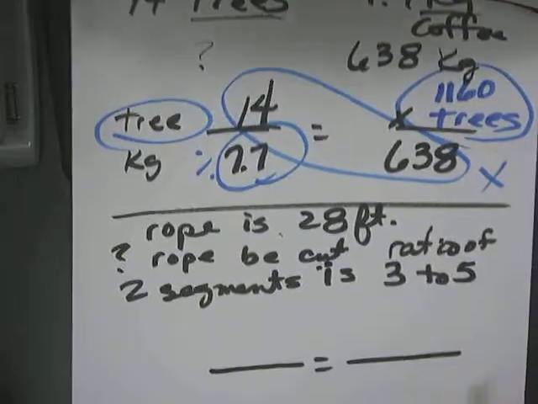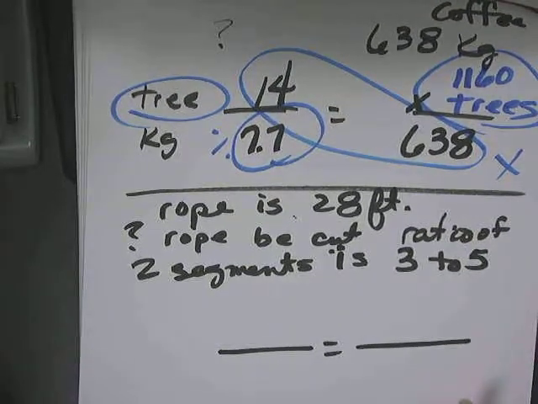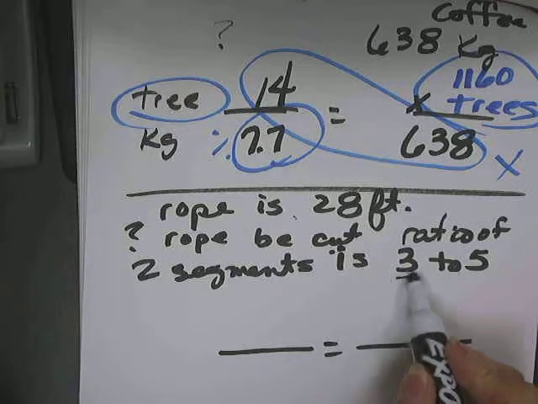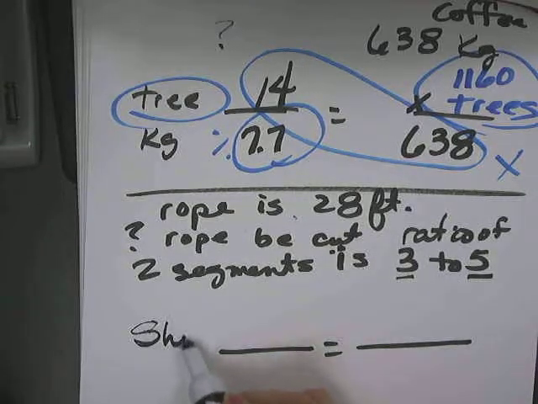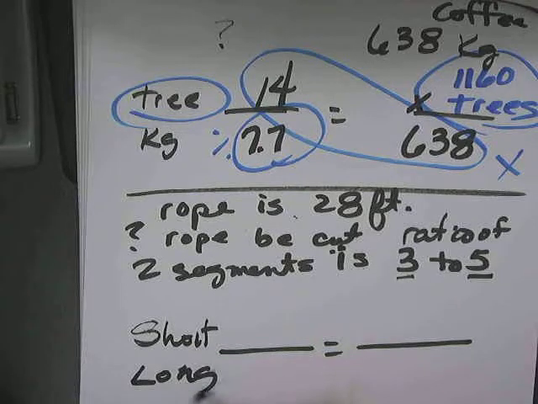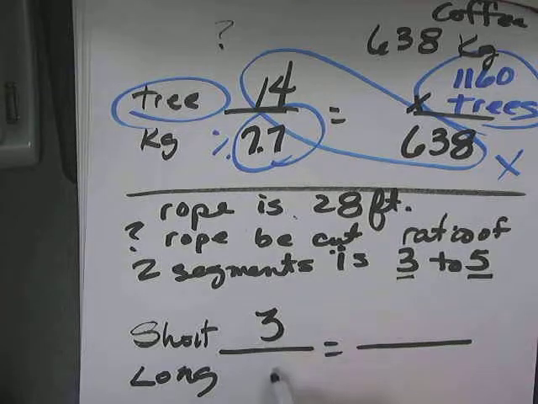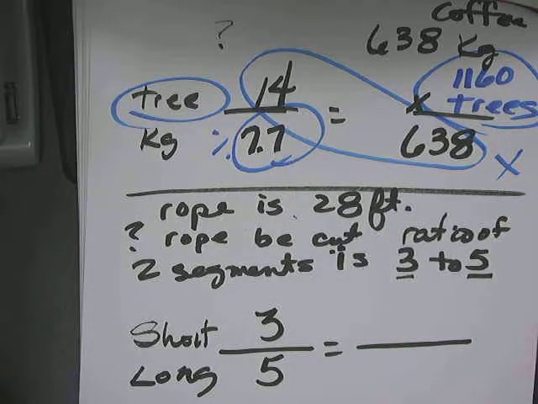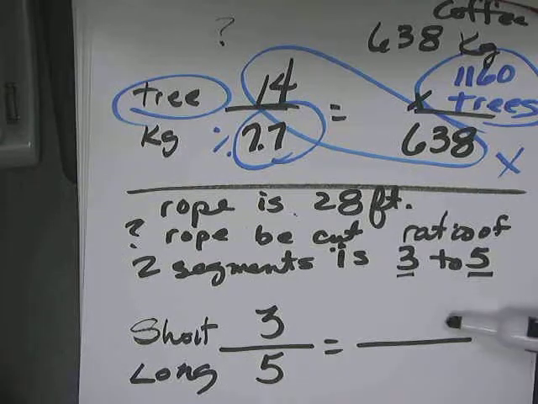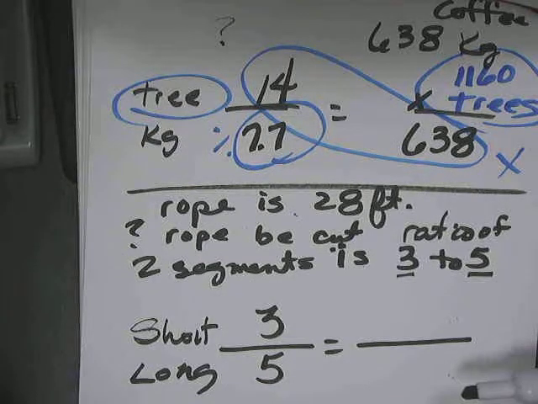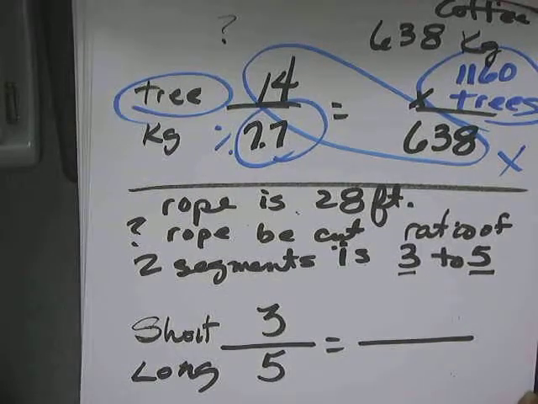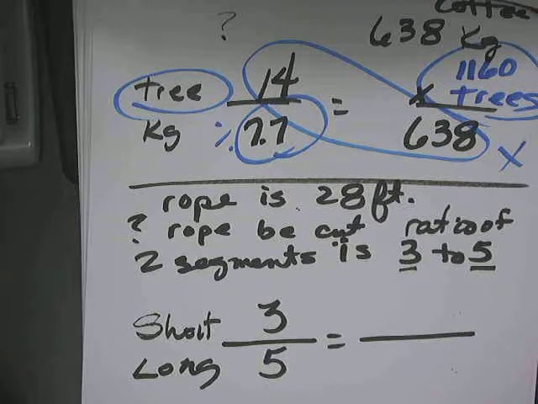So what do you think we could do to label? If you have two pieces of rope, one's going to be longer than the other, right? Well, this is short and long, right? If we want to put short to long. The short side to the long side, right? Short side's 3, long side is 5. What can we put here to make it add up to 28? Because these two have to add up to 28, don't they?